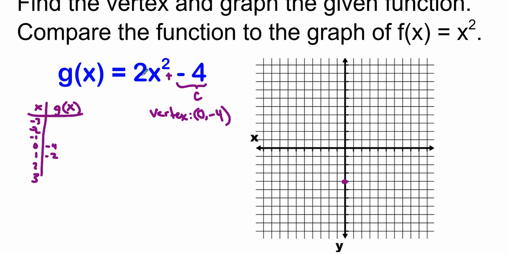If I plug in a negative 1, when I square a negative, it becomes positive again, so I get positive 1 times 2 is 2, minus 4 again is negative 2. If I plug in 2, I get 2 squared is 4, times 2 is 8, minus 4 is 4. I'll get the same thing when I plug in the negative 2. If I plug in a 3, I get 9 times 2 is 18, minus 4 is 14, and I'll get the same thing with the negative 3.